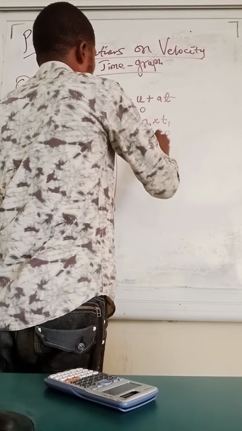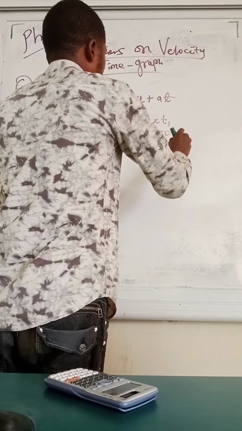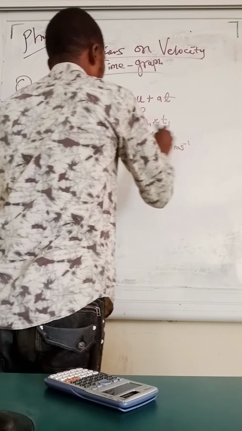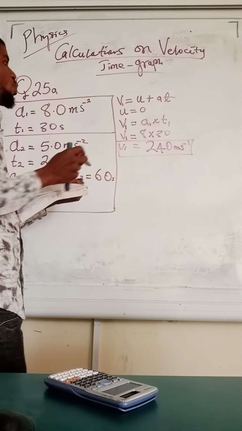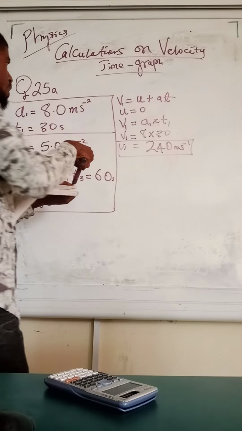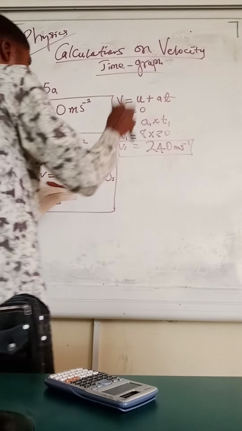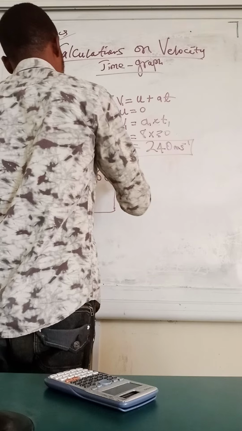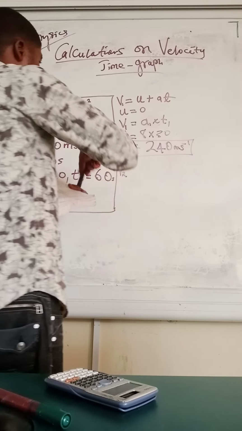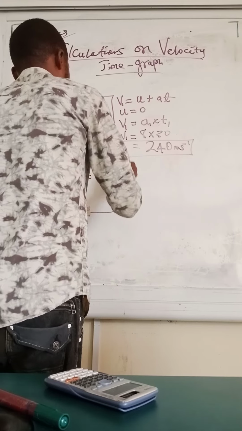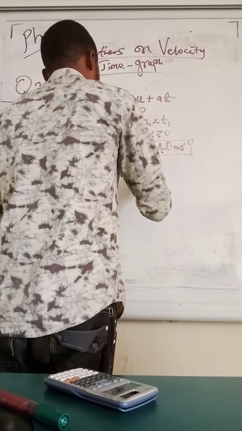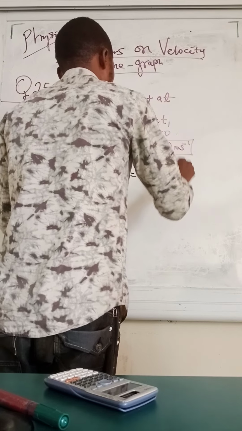So this is 240 meters per second. So V1 is this. This is the value that we are going to use. Now, we want to look for V2. V2 is given as U plus AT.